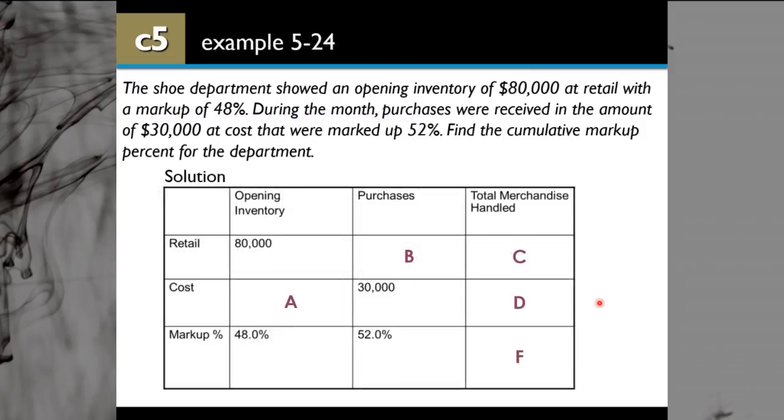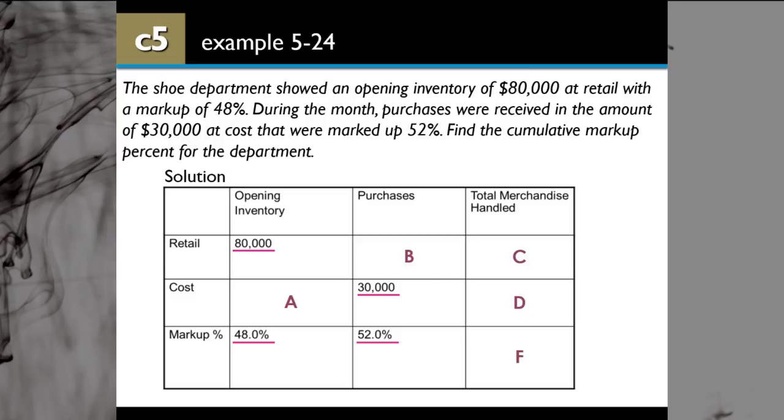Then let's look at this example. The shoe department shows an opening inventory of $80,000 at retail with a markup of 48%. During the month, purchases were received in the amount of $30,000 at cost that were marked up 52%. Find the cumulative markup percent for the department. So now you know your opening inventory at retail and the markup percentage for the opening inventory and for the purchases, and you also know the purchases at cost.